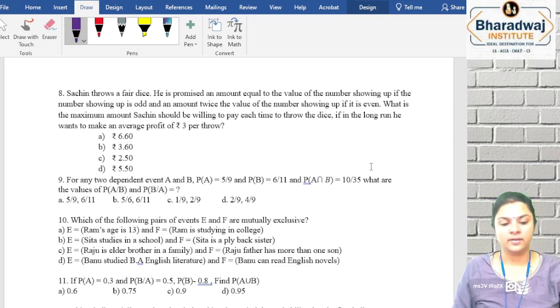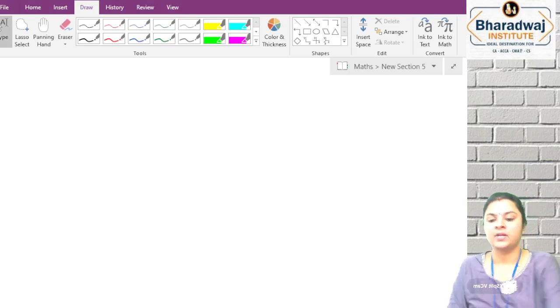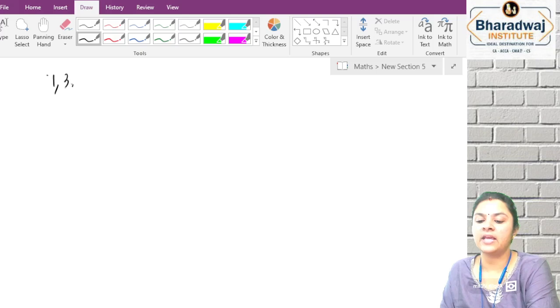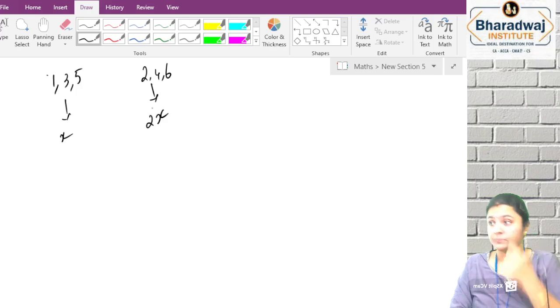Let's understand. If he gets an odd number, what is the amount he is going to get? Same amount. Even number, twice the amount. So let's put the details. So if the values are 1, 3 or 5, then he will get the same amount, whereas if the values are 2, 4 and 6, he will get twice the amount. Correct?